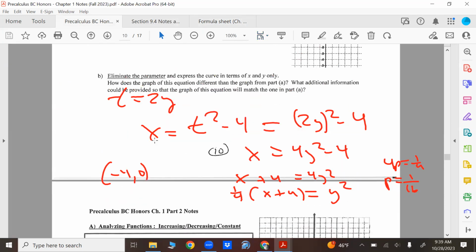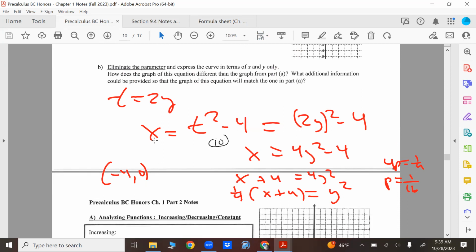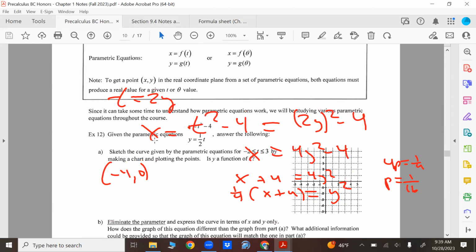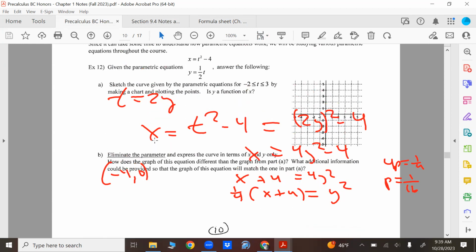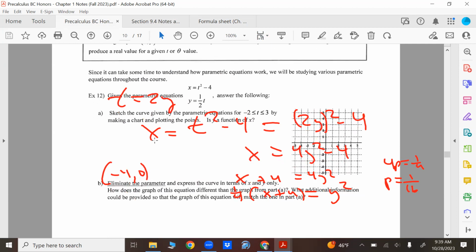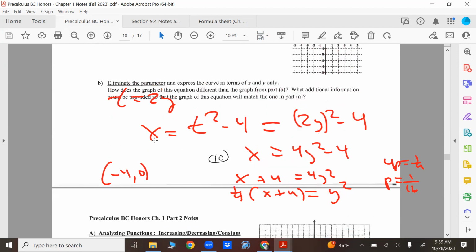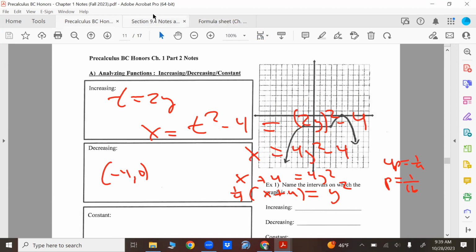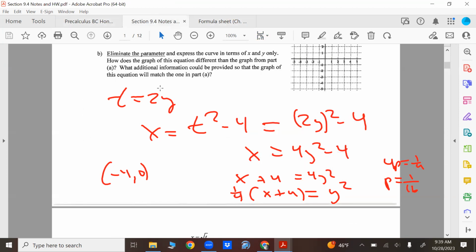Let's keep on moving. Well, hold on. It says, how does this graph of this equation differ from the graph in part A? Well, obviously it's x in terms of y, or the other way around. And what information could be provided so the graph matches the one in part A? Well, definitely a restricted domain, but we'll just move on. Okay, so moving on to the notes, let's go to page 2.